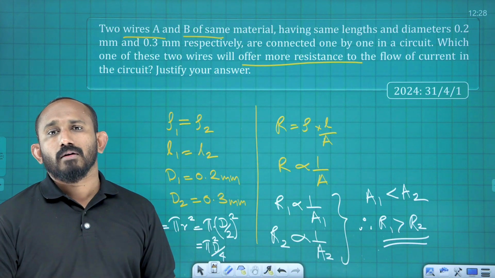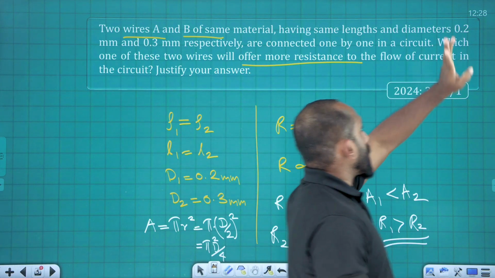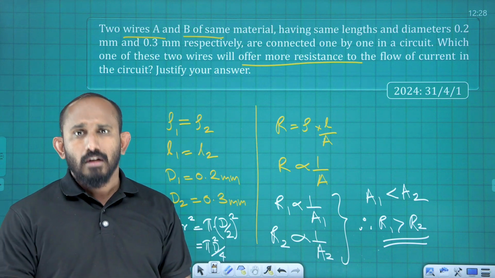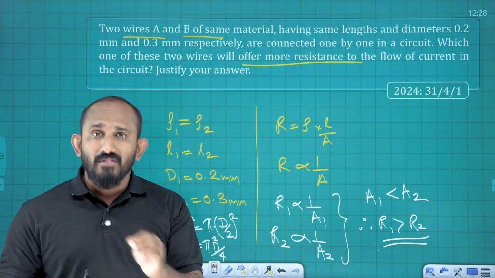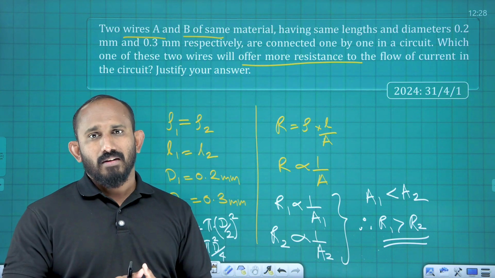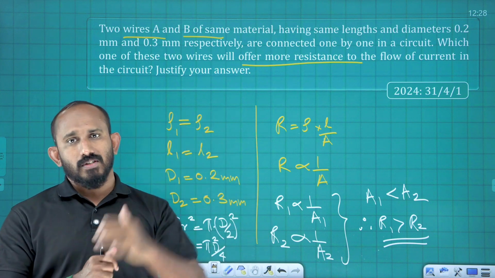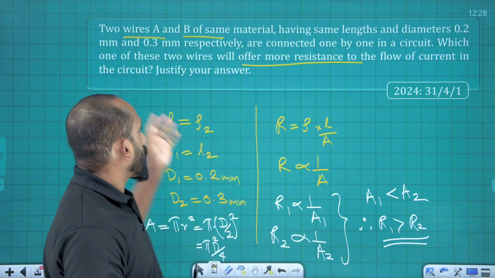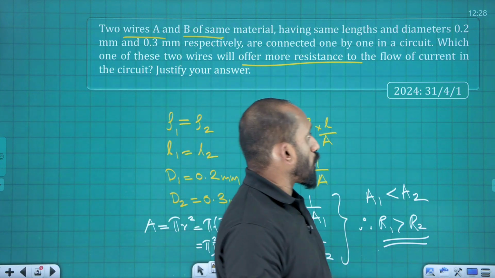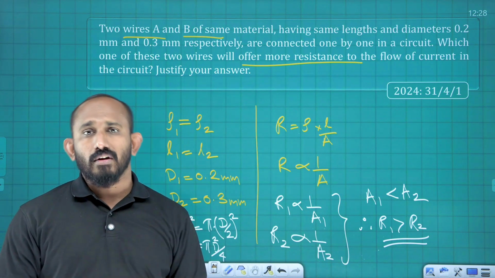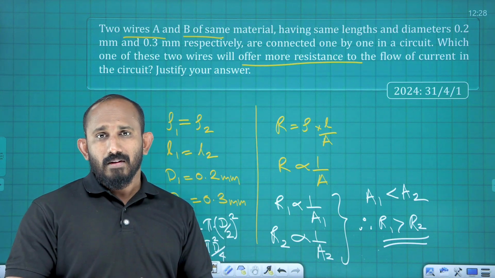So which one will give more resistance? The first wire will give more resistance, or the wire with a diameter of 0.2 millimeter will give more. So, for two wires of the same material and same length, the thin wire will give more resistance. Thin wire means the thickness, the diameter, is less. Thick wire will have less resistance. So the question is, one by one they are connected, then which of these two wires will offer more resistance to the flow of current? The first wire will give more resistance because it is thin, or its radius of cross-section is lesser. Hope you understood it.